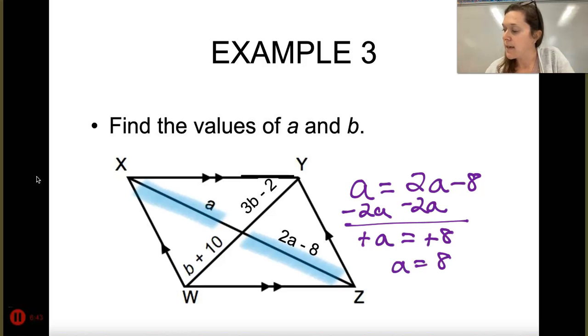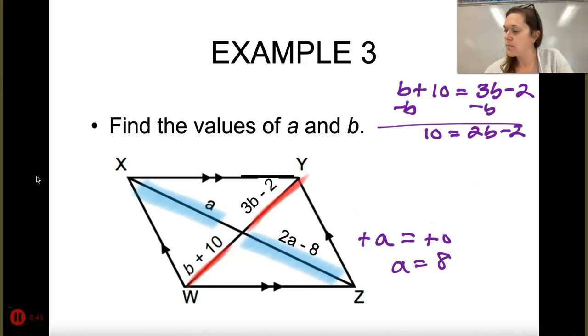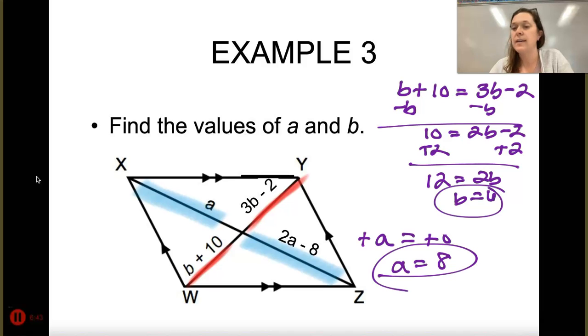It also means then that on the other side, this half is the same as that half. So I can set those equal to each other. So B plus 10 is equal to 3B minus 2. Subtract B from both sides gets me 10 is equal to 2B minus 2. Adding 2 to both sides gets me 12 is equal to 2B, so B is equal to 6. So A is equal to 8, B is equal to 6.